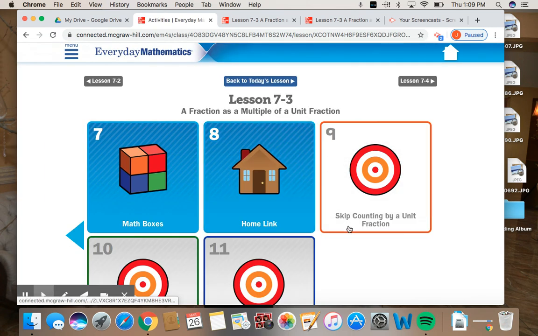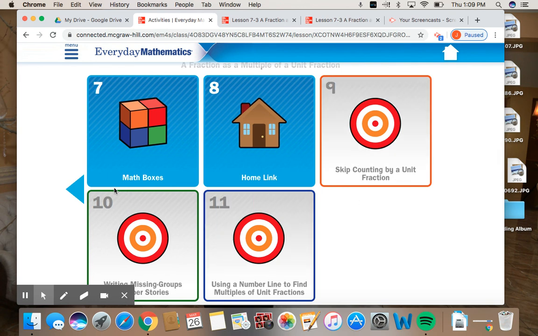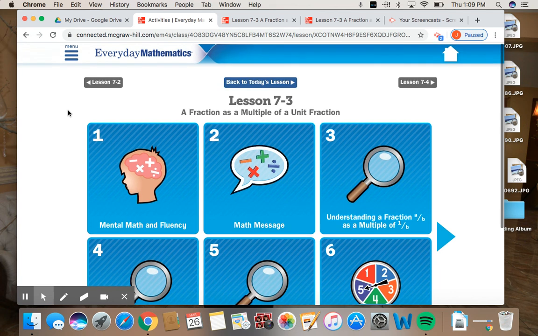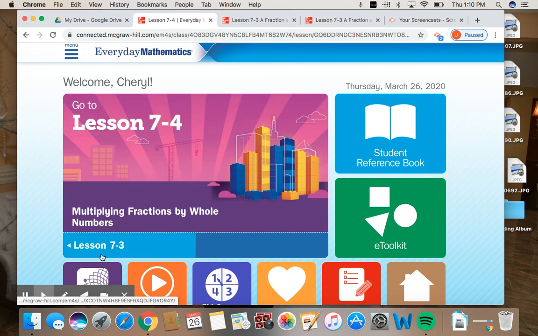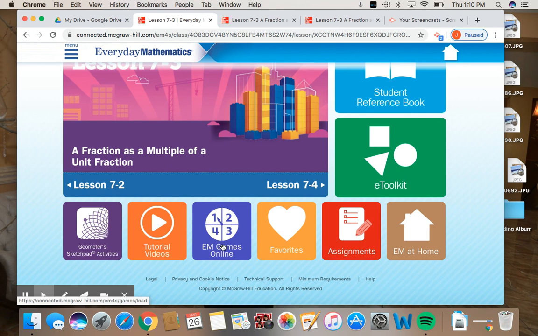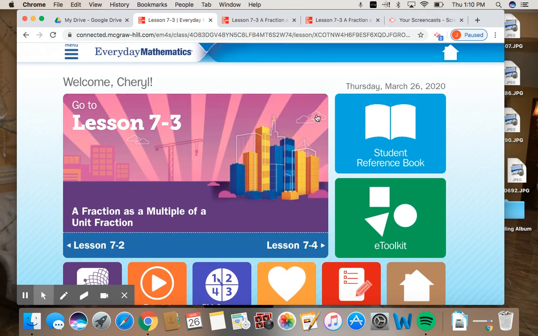There's games that you can play. If you have trouble, boys and girls, you can definitely go back and try one of the tutorial videos in the beginning of today's lesson. You have games and you have tutorial videos to help you if you need it. Good luck, boys and girls. Good luck multiplying your fractions and doing the fraction as a multiple of a unit fraction today.